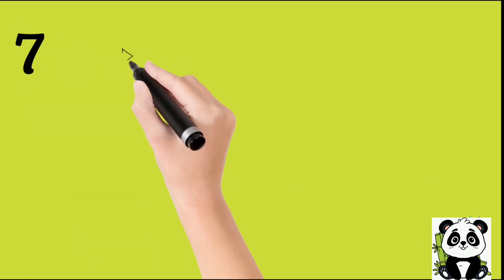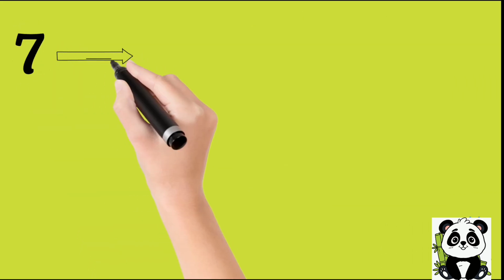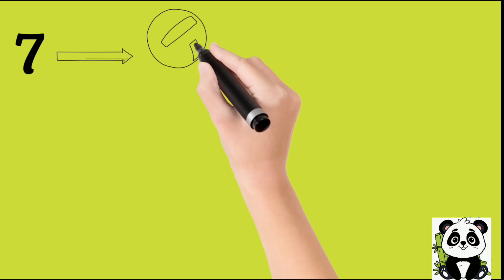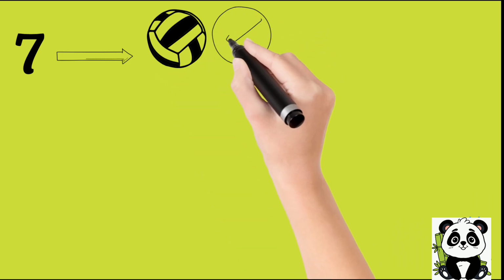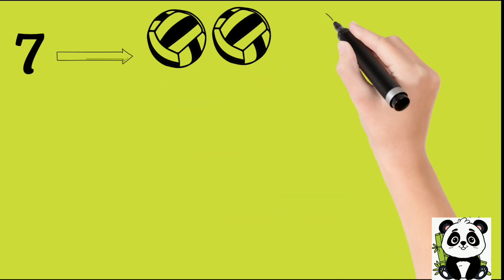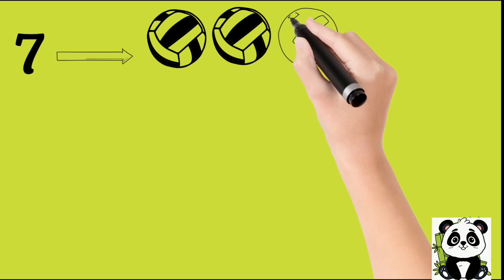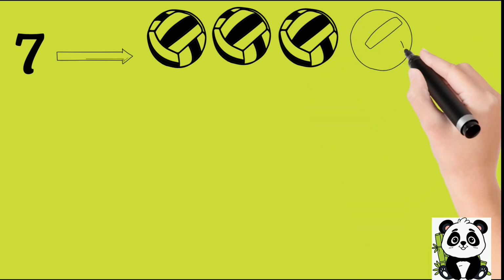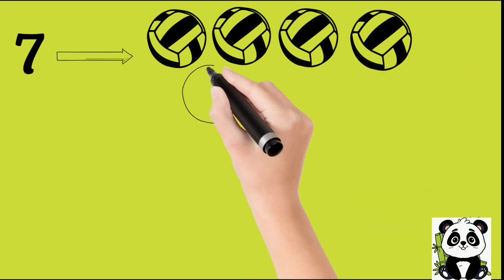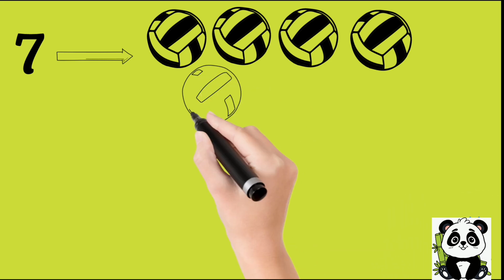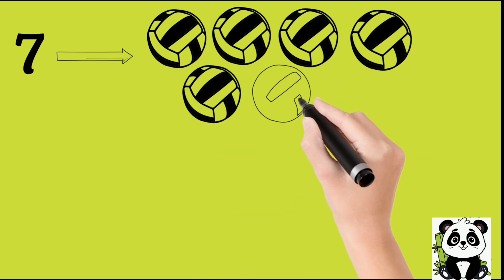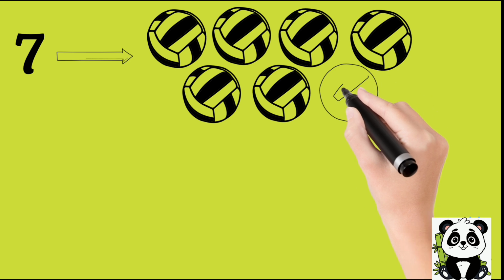7. Count the objects 1, 2, 3, 4, 5, 6 and 7.